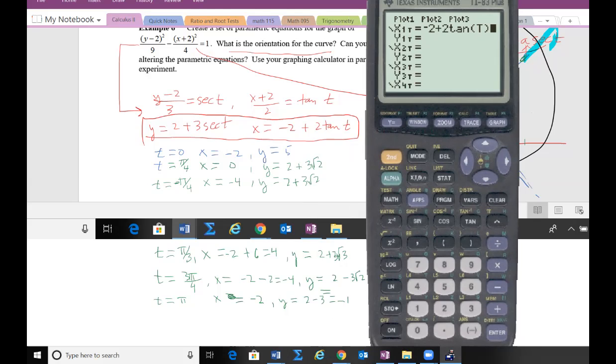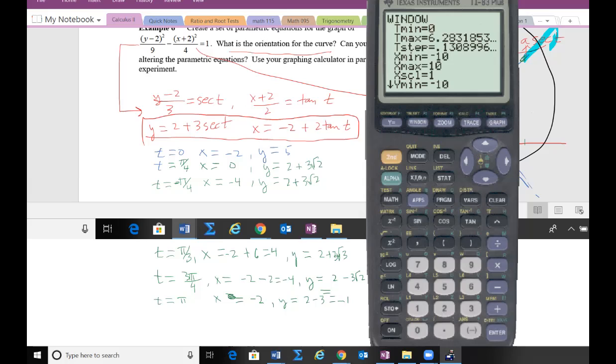And I want y to be 2 plus 3 secant. So 2 plus 3. Now the secant is 1 over the cosine, so I got to put that in. 3 over cosine t. Okay, now we haven't paid attention to the window. I'm starting with t equals 0, and I'm going to 2 pi. So that should probably be enough to show the full graph.